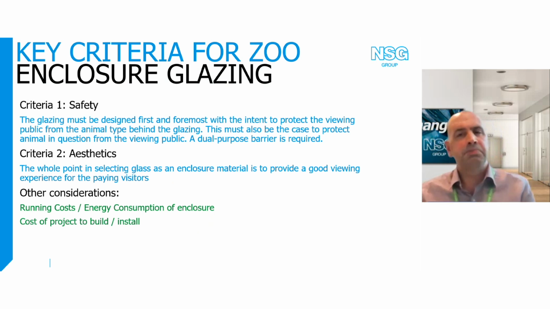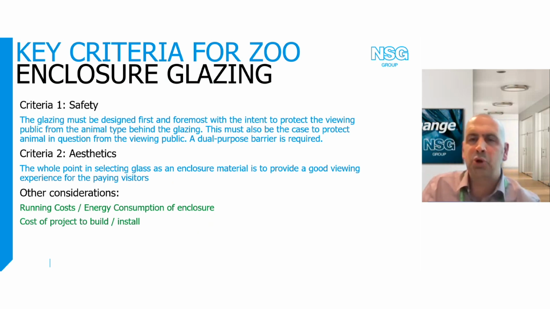It might seem obvious, but any glazing that separates an animal from the public should be safe. So this is the number one criterion. Not only do viewers require protection from the animal, but the animal also requires protection from the public. Hence, any glazing should be designed as a dual purpose barrier. And of course, zoos want the paying public to be able to clearly see the animal. So the second most important criterion is usually aesthetics.